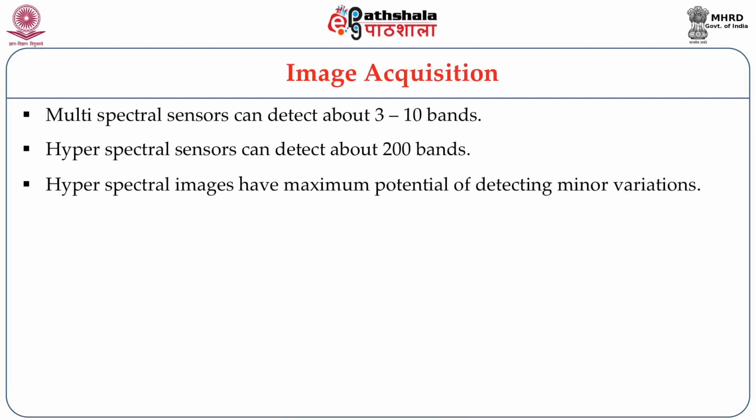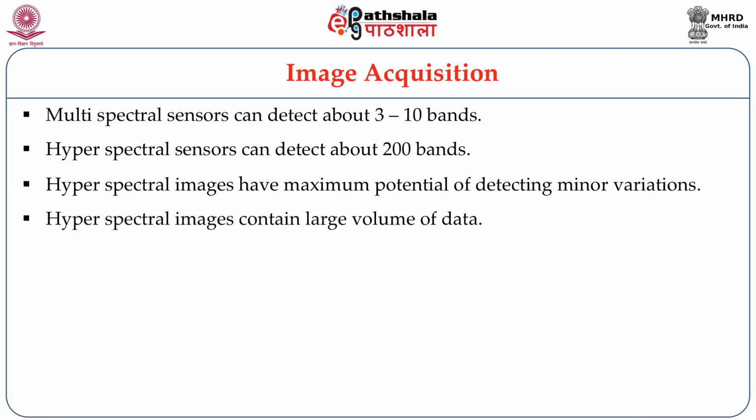And naturally, since so many bands of information are collected, hyperspectral images have maximum potential for detecting minor variations in the features of the object. So hyperspectral images naturally contain a large volume of data also, because they contain information about different kinds of spectrum up to some 200 bands.